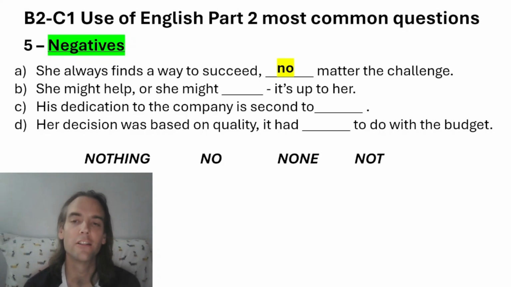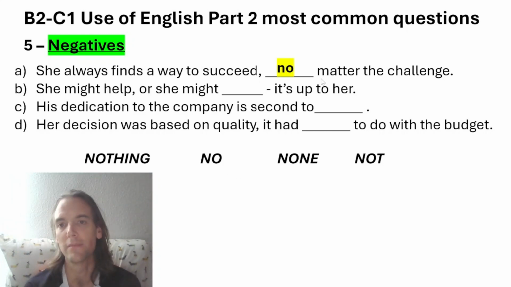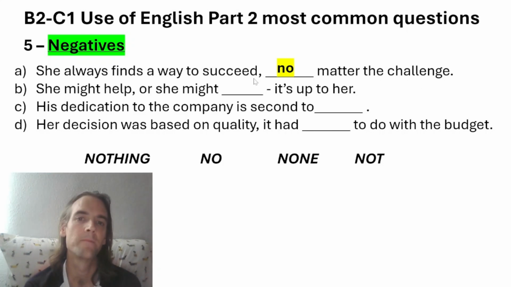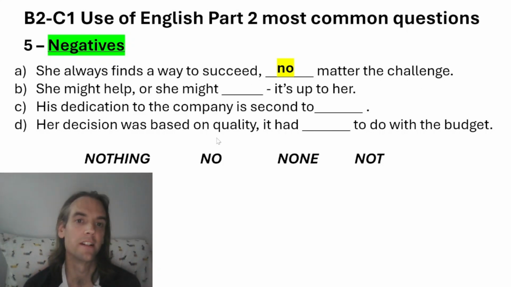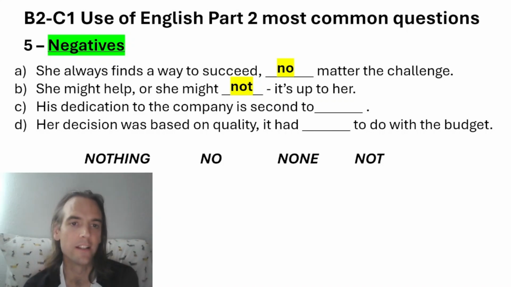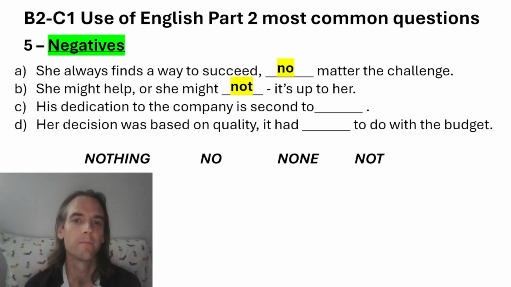No matter. No matter, meaning it doesn't matter what it is. No matter. B, she might help or she might not. That's how we speak English. She might do it, she might not. It could be, it could not be, and so on. The negative to go with a verb is "not".